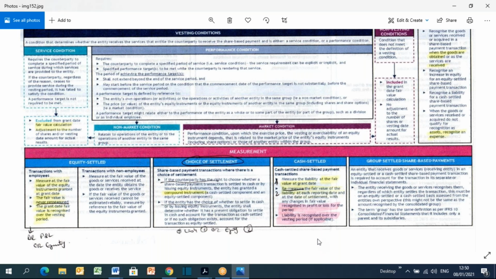For cash settled, the liability is measured at the grant date, but then again at every year end it is remeasured. You should also take into account the number of people that are leaving during those years, the probability, and you should divide this by the years, so you should know how to calculate this.